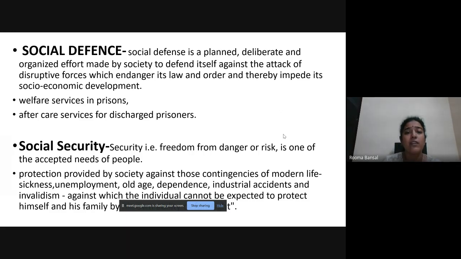What is social security now? Social security is freedom from danger or risk, and is one of the accepted needs of people. Everybody wants to be secure from any sort of danger or risk, like risk for health, risk from hunger, or risk from financial problems. Protection provided by society against those contingencies of modern life, sickness, unemployment, old age, dependency, industrial accidents, and invalidism, against which the individual cannot be expected to protect himself or his family on his own, is the duty of government to provide as social security.